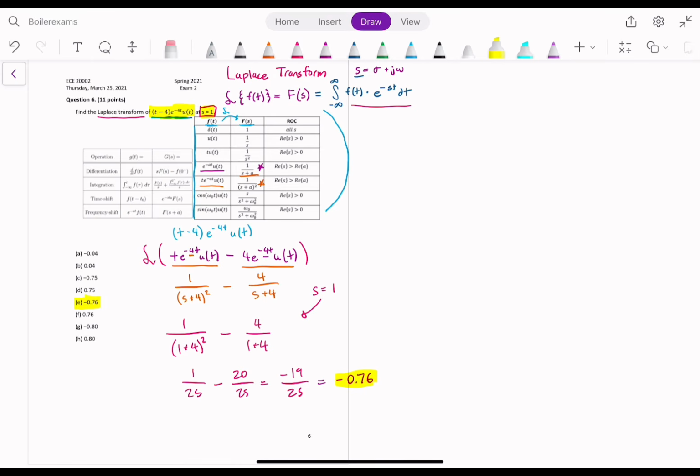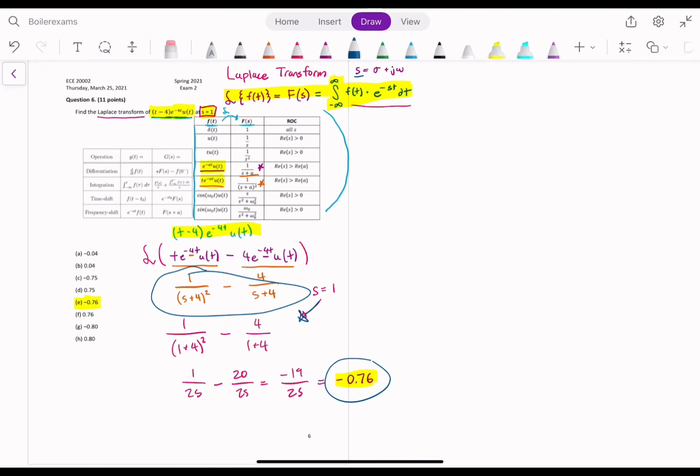Remember, a Laplace transform is just this integral, but we don't have to do that integral because we have this lookup table. We got our function down here in terms of these two forms. We performed the Laplace transform, we got this, we plugged in s is equal to 1, and performed algebra.